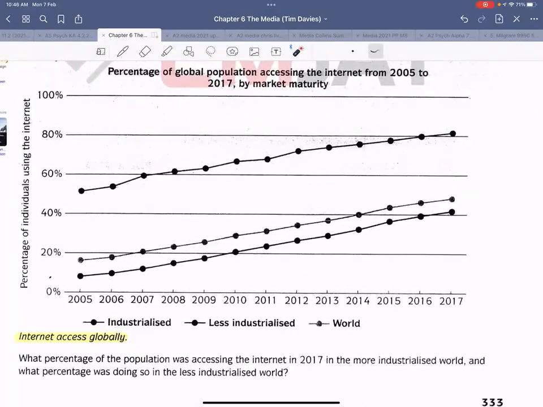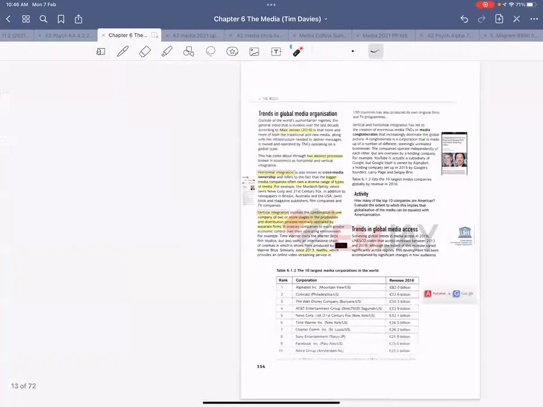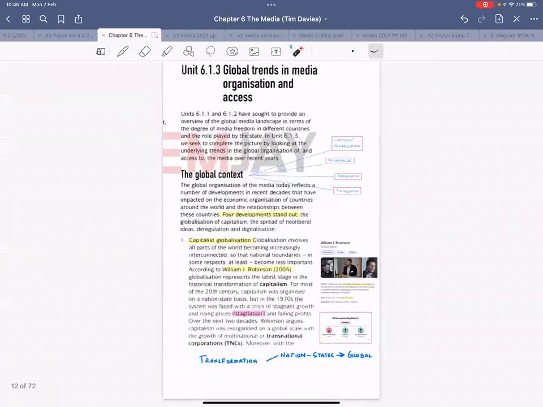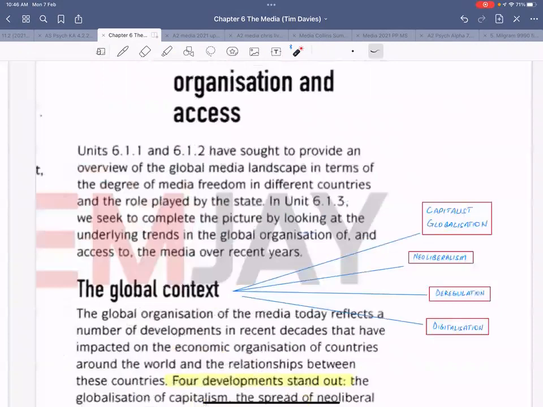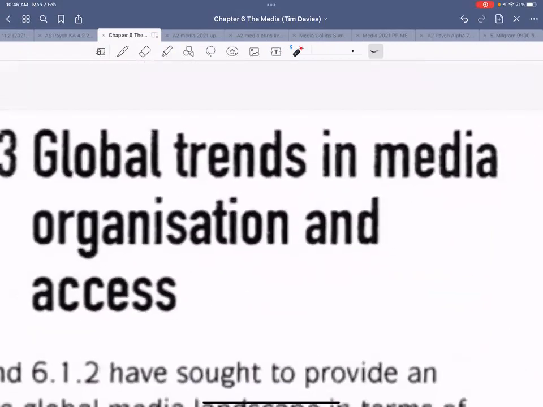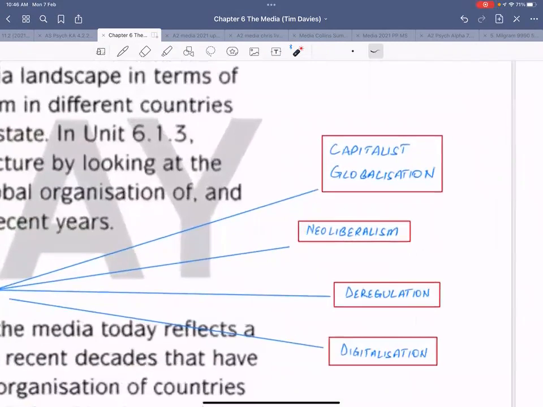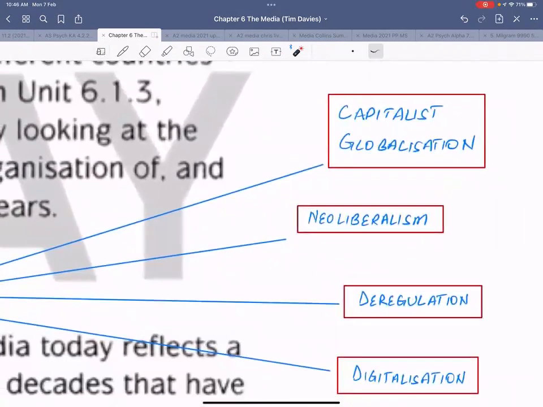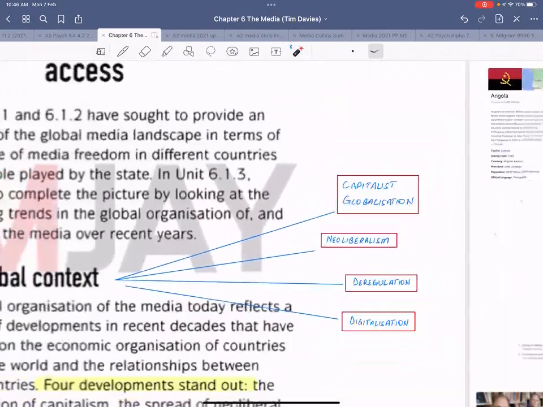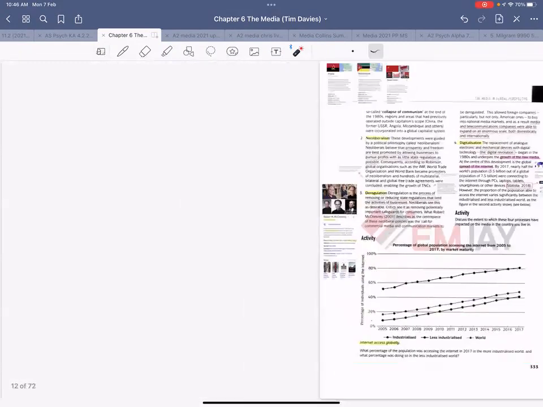So yeah, taking a step ahead, there were four factors that we just discussed, and we discussed them all under the heading of global trends in media organization and access. These four factors are, number one, capitalist globalization. Number two, neoliberalism. Number three, deregulation. Number four, digitalization. I hope all of this makes sense.